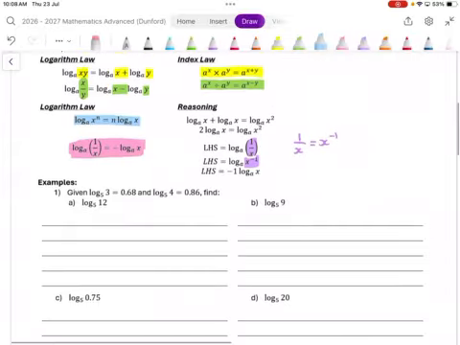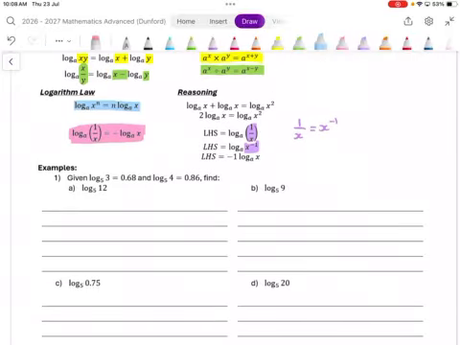For our examples, our first example is, given that log base 5 of 3 equals 0.68 and log base 5 of 4 equals 0.86, we want to find the following. So we have that log base 5 of 12 is the first thing we want to find. So that is the same as writing out log base 5. How do we get 12 from 3 and 4? Times, right? So that's the same as log base 5 of 3 times 4.